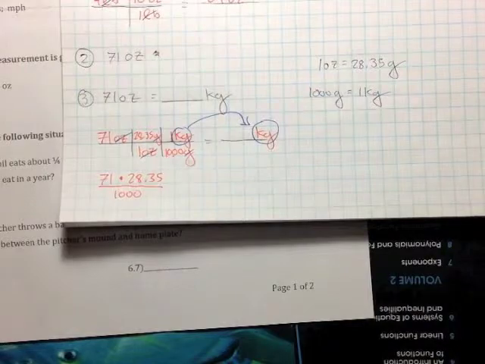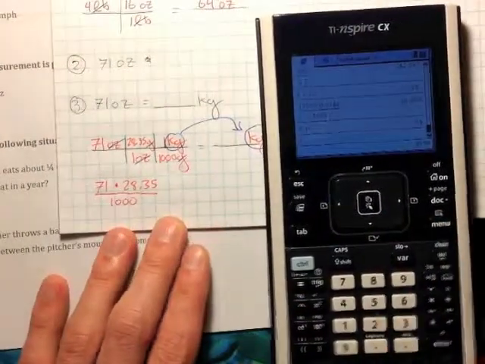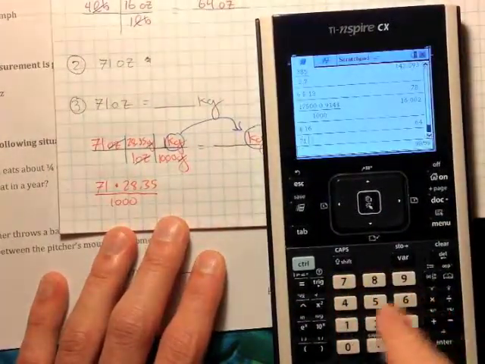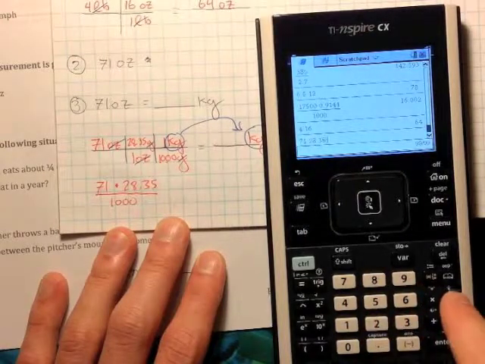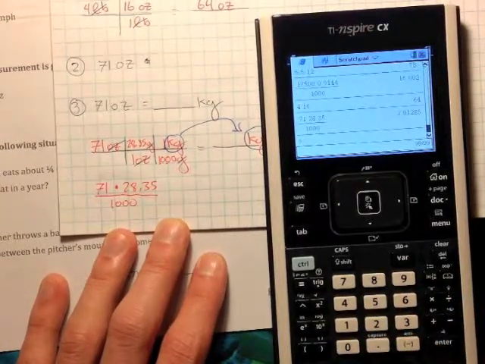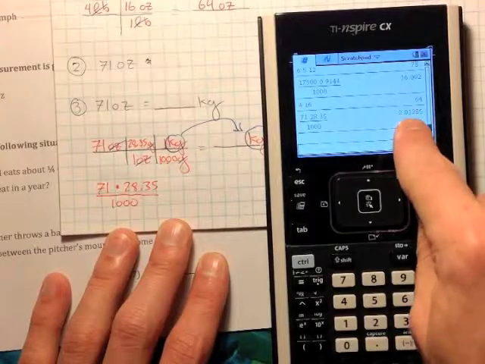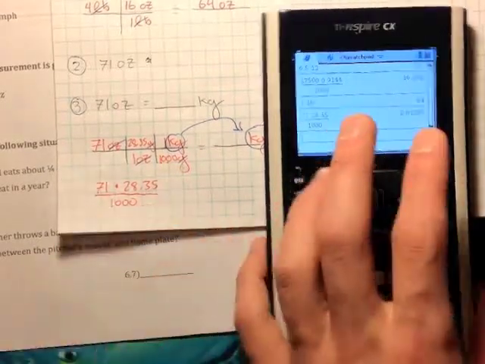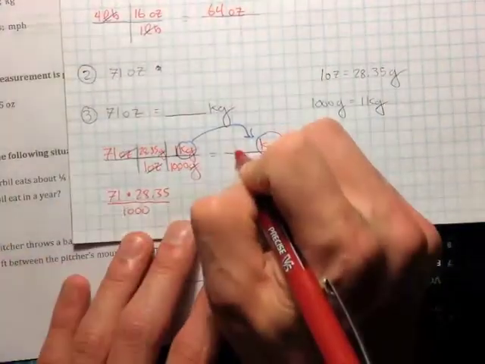So, let's do that in our calculators. 71 times 28.35 divided by 1,000. 2, and then a little bit more. So I'm just going to round that to 2. 2 kilograms.